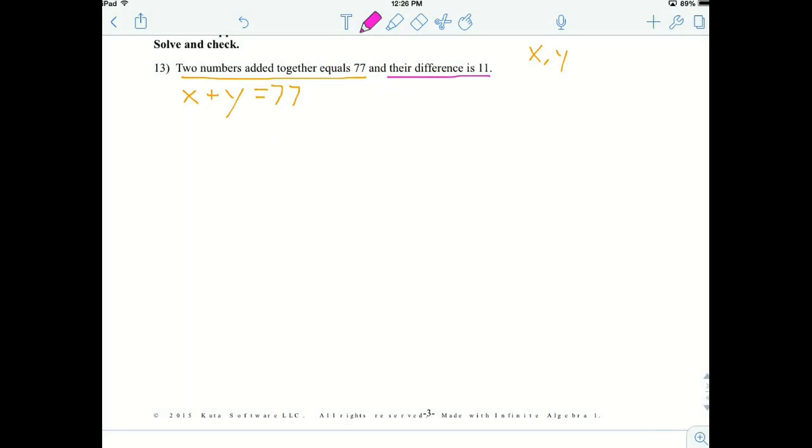On the other side, it says their difference is 11. Difference means subtract. So when you see the word difference, you think subtract. So that means if we were to subtract those numbers, their difference is, whenever you see is, you're thinking equals. Is and equals mean the same thing. Is 11. We've created two equations now. And with those two equations, we can use the techniques we learned in the previous sections in order to solve the system, to figure out where both of these are true.